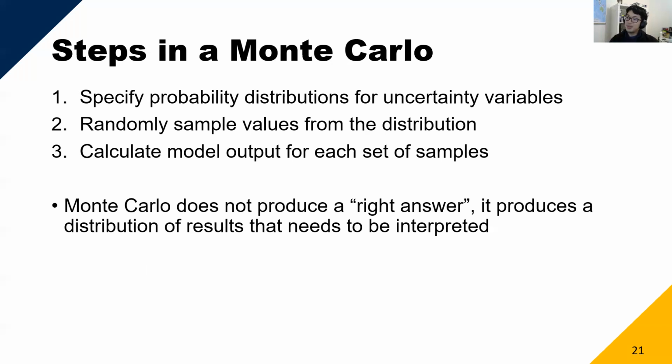Oftentimes it's common to have some kind of normal distribution, where you have information about the parameters of your input value based on a mean value and a standard deviation. The other common one is what's known as a triangular distribution. We'll see an example of this, where you have a good idea of the most likely value, and then a low and a high, and your distribution looks like a triangle. In this case, you have a little more information than a uniform distribution.